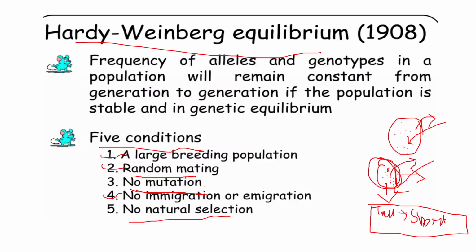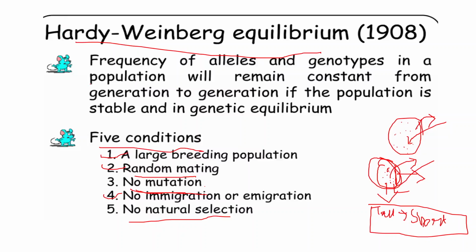Okay, so there are 5 conditions told by Hardy-Weinberg to maintain the genetic equilibrium or stability. If any one of these factors contributes in this population, the genetic equilibrium will break and it can influence the genetic constitution, and the Hardy-Weinberg law will not be followed in that particular case.